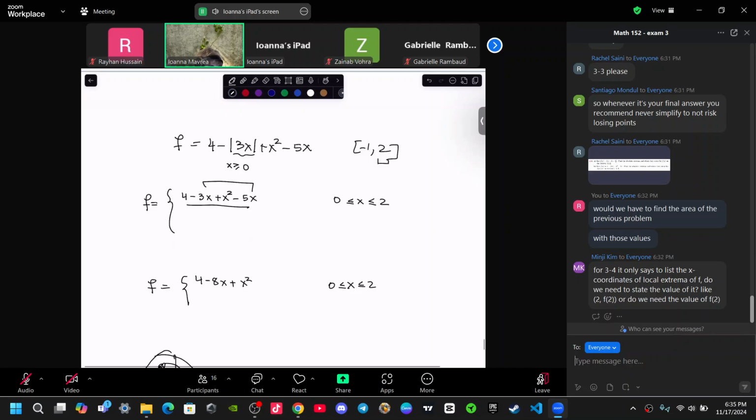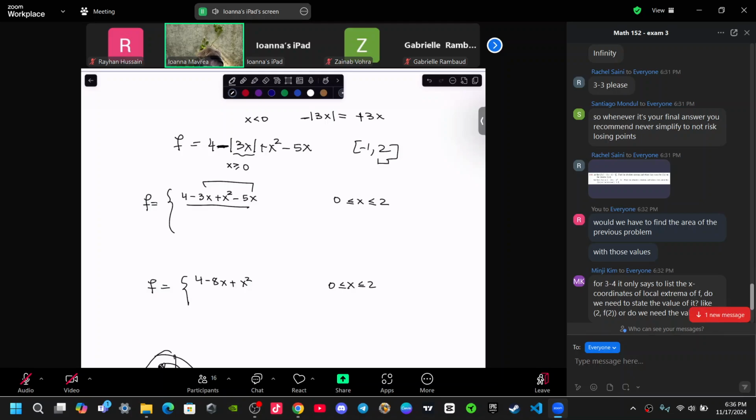If x was negative, then absolute value of 3x is negative 3x. So negative absolute value will be positive 3x. It's the opposite sign. So when x is negative, this becomes 4 plus 3x plus x squared minus 5x. So this is when x is negative, and x is negative only up to x equal -1. So -1 all the way to x, all the way to 0. In one place, you can include the equal sign, and the other place you don't. It doesn't matter. You can put the equal sign here, or you can put the equal sign here. In one of the two. Don't put it in both. What was that? You have a question?